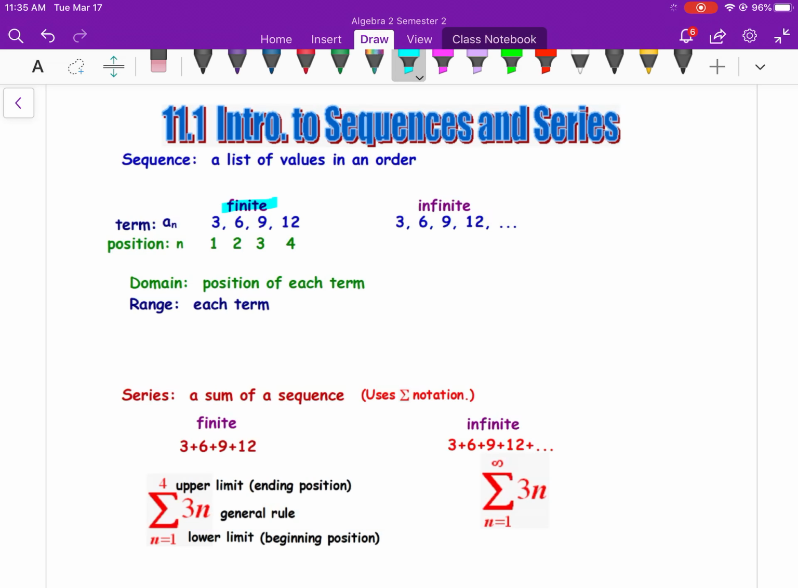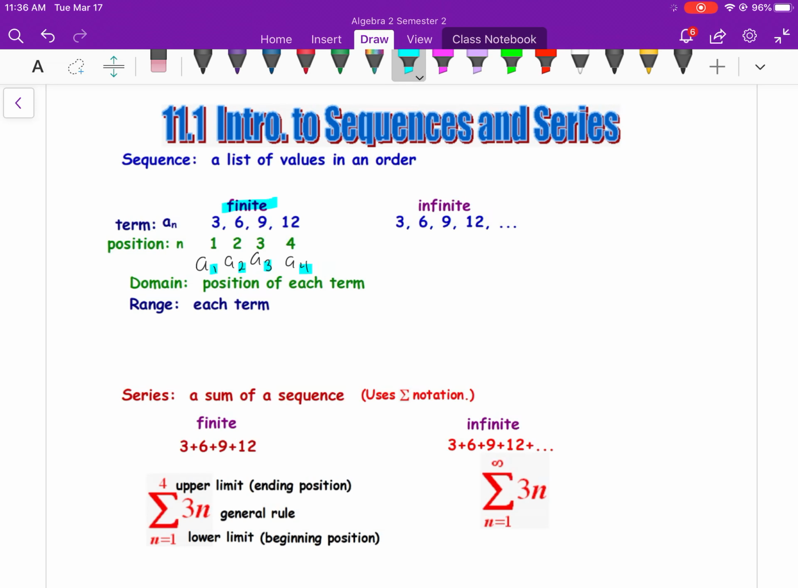The first term is 3, which we will denote as a sub 1. Second term, or a sub 2, is 6. A3 is 9. A4 is that 12. Okay. And again, that subscript number of a 1, 2, 3, 4, that is the position in the sequence. Okay, like A4, number 12, that is the 4th term in the sequence.